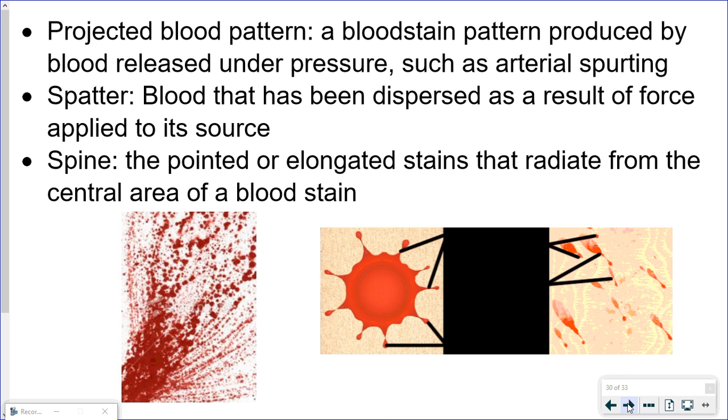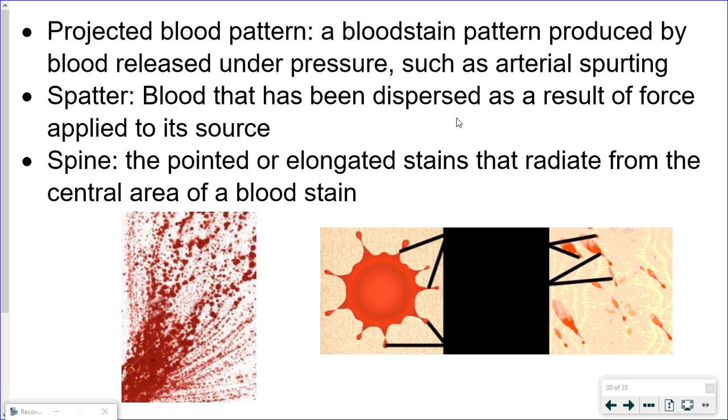A projected blood pattern is a blood stain caused by blood released under pressure, such as arterial spurting. This might happen especially with gunshots, anytime there's a punctured lung, something like that. It will actually blow blood out of the body itself. Spatter is any blood that's been dispersed as a result of force applied to its source.